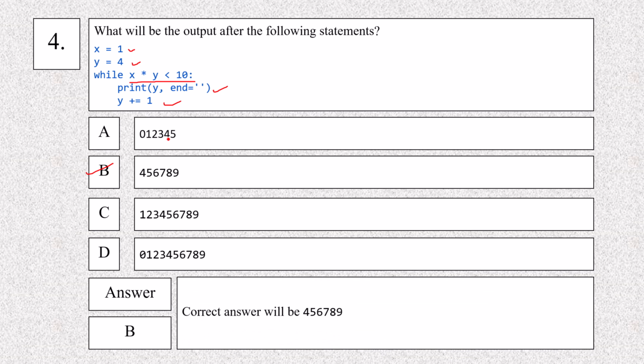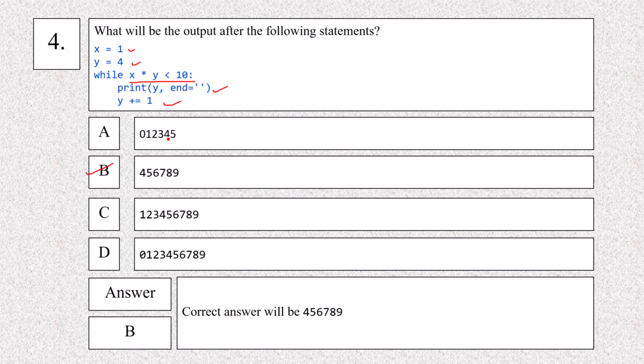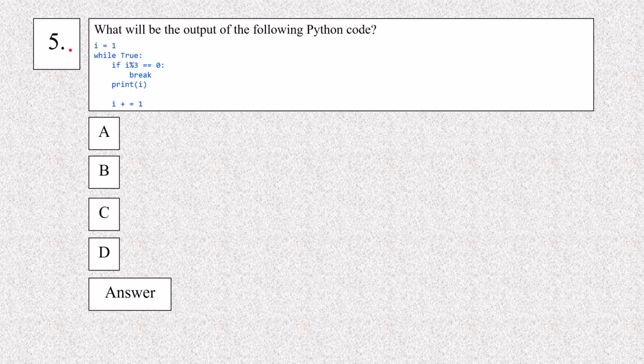If you run the code in your Jupyter Notebook, you will be able to see the same output. Here is our coding breakdown. You can see each and every iteration. Our next question is here: what would be the output of the following Python code.